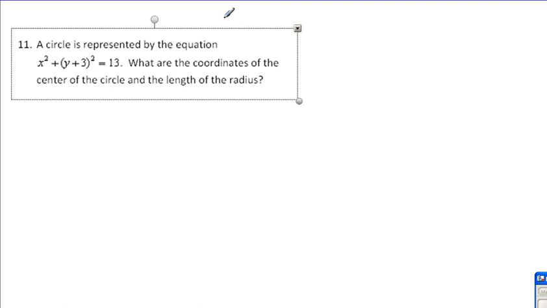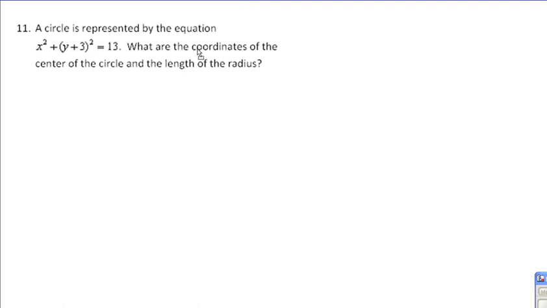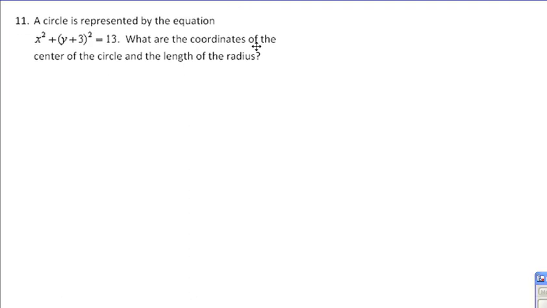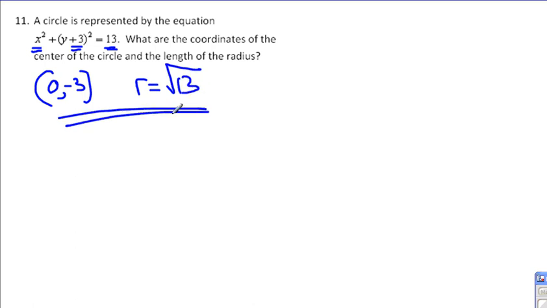Alright, so let's look at number 11. Here we have a circle. What are the coordinates of the center and the length of the radius? All we have to do is look at these values. So the center will be 0 comma, the negation of that value, which is negative 3. And then for the length of the radius, since r squared is 13, r must be equal to the square root of 13. That becomes our answer.